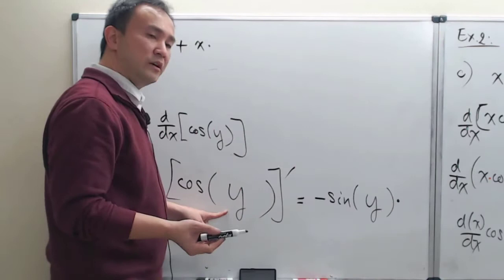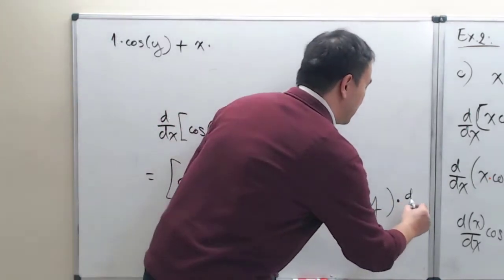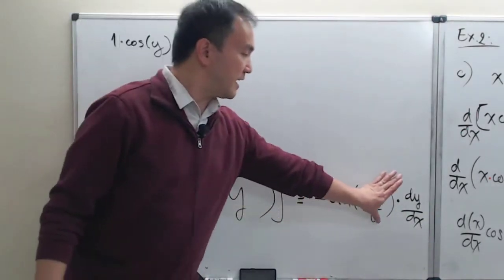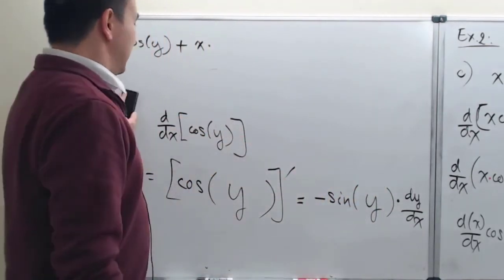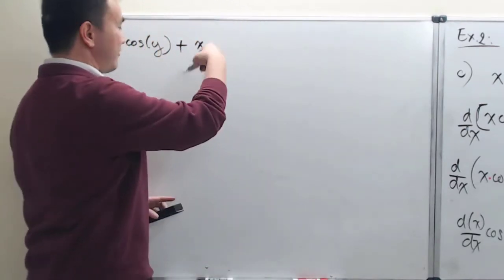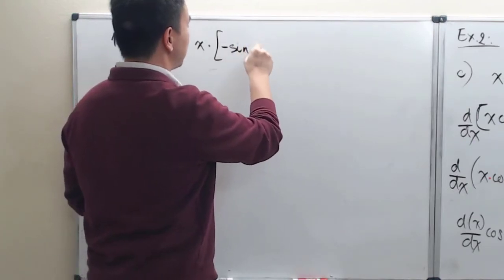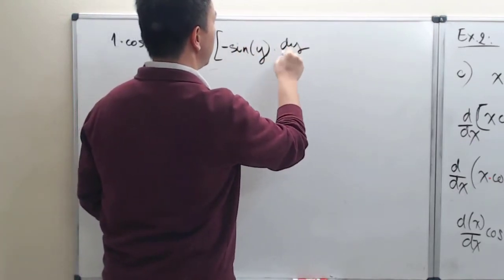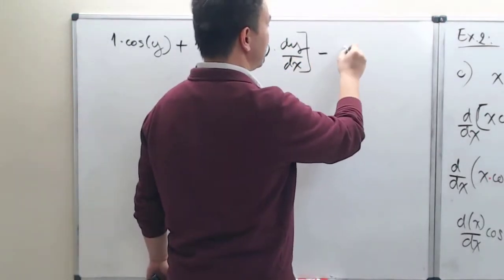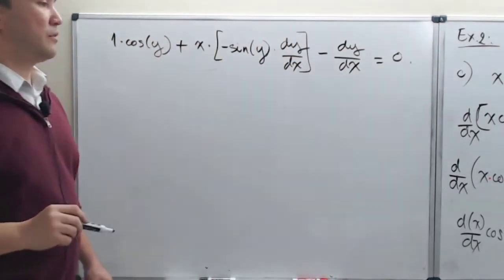But the inside is only implicitly defined, and so we don't have a choice. We have to leave that as an implicit derivative, dy dx. And so that is our derivative for that step. So now I'm ready to put it in. Now I have x times minus sine of y times dy dx. And then my next term is a minus dy dx, now equal to 0 on the right-hand side.